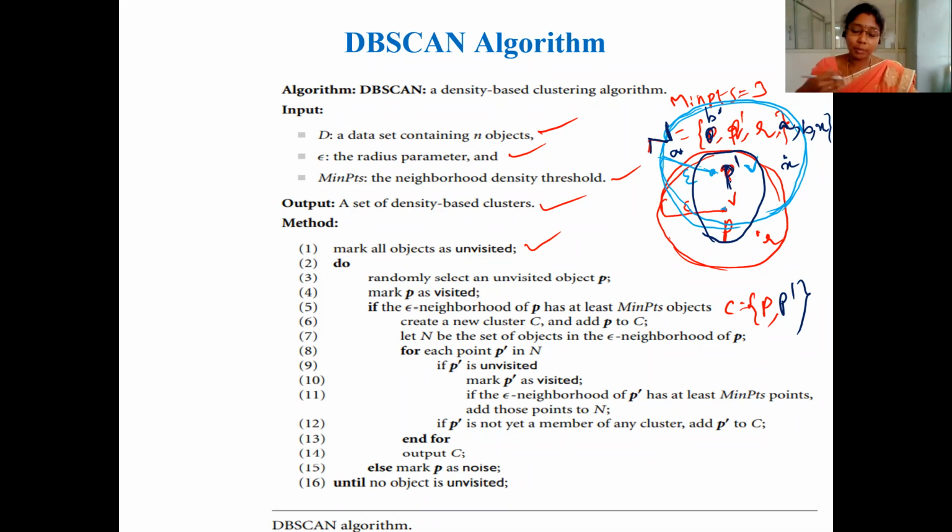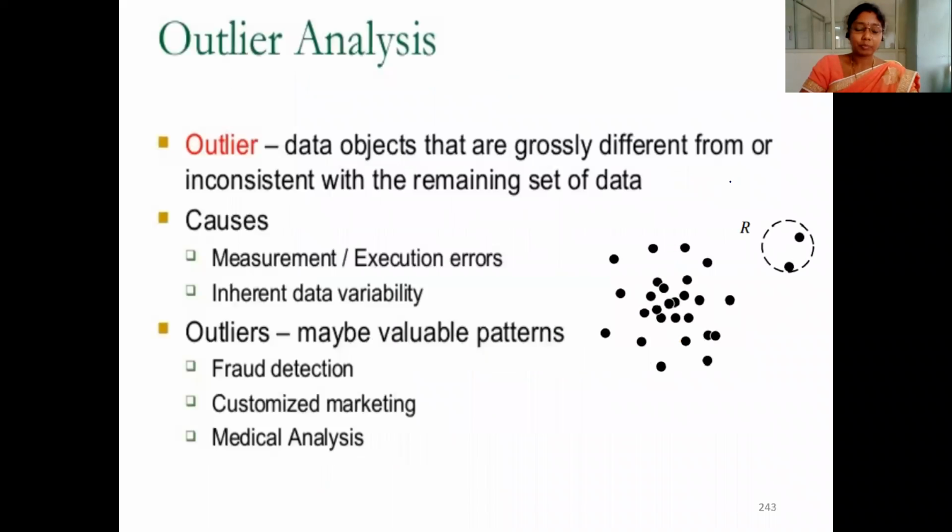In this way, this process repeats until you have all the density connected items together as a single cluster. Once you are done with this cluster, you can randomly select another unvisited point and again form the cluster around it based on the density of the neighbors. In this way, you can proceed with the DBSCAN algorithm.